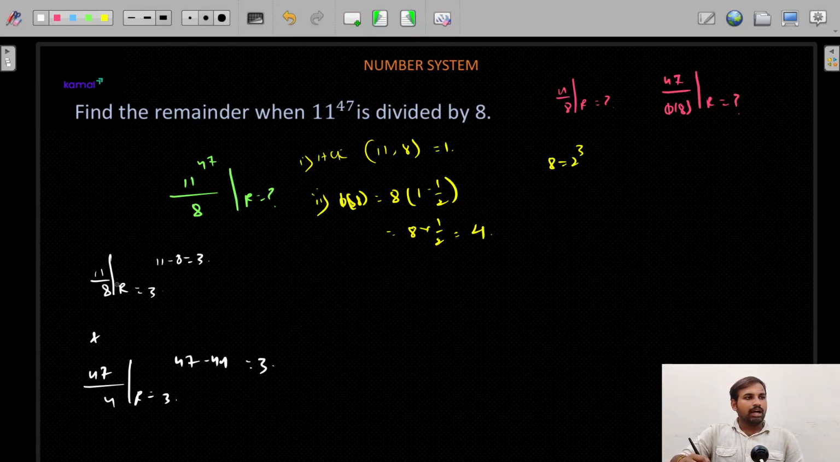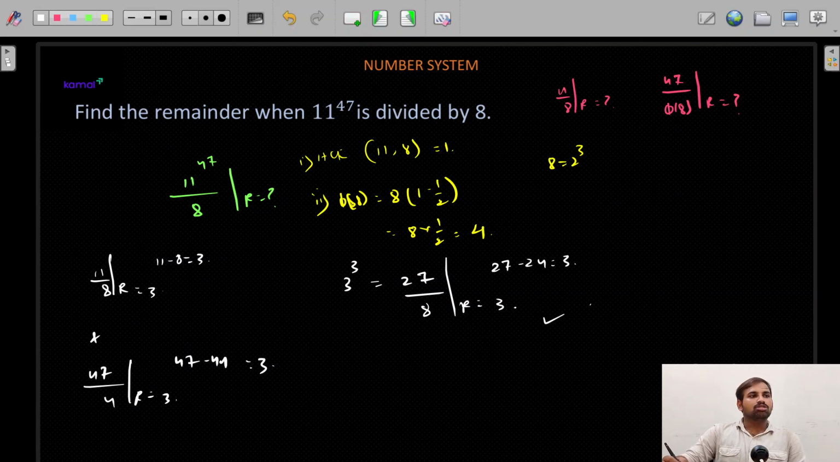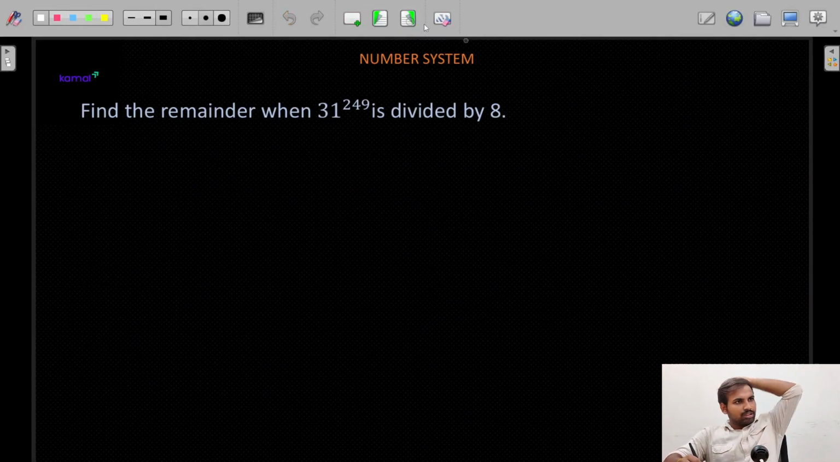So eventually I can replace these numbers by the remainders. In the place of 11, I can replace with 3. In terms of power like 47, I can replace with 3, so 3 cubed, which is equal to 27. So now I have to divide by 8 to find my remainder. The highest multiple of 8, which is less than 27, is 24. So 27 minus 24, the difference is 3, which means my remainder is 3. That's it. So remainder is 3 for this question. I hope you understood this question also. Let us move to next question now.